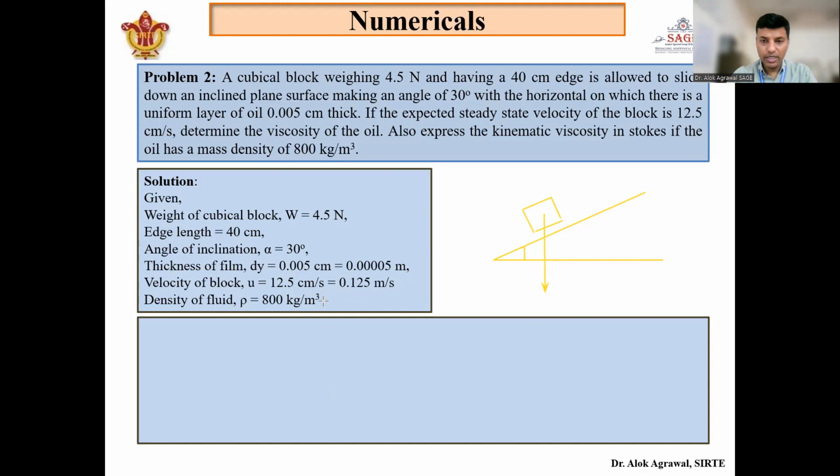Now again the density of fluid which is in between this block and this inclined plane, it is given 800 kg per meter cube. So a lot of things are given. We have to calculate what? First we have to calculate the viscosity of the oil, because viscosity is not given, and next we have to calculate the kinematic viscosity in Stokes, and density of oil is given. So let us start.